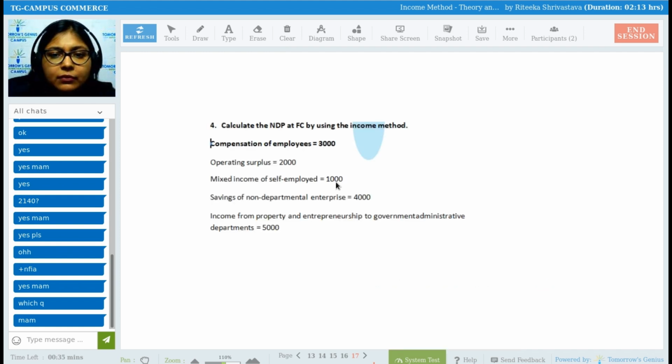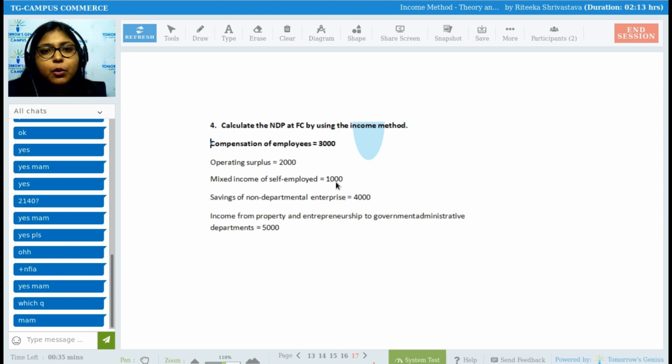Solve this sum. You have to calculate NDPFC by using the income method. So NDPFC is nothing but the aggregate of the income method. That is what you have to find out. Compensation of employees, COE, is directly given to us in the question. Operating surplus is given to us.